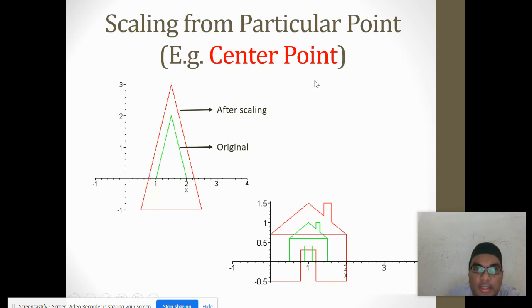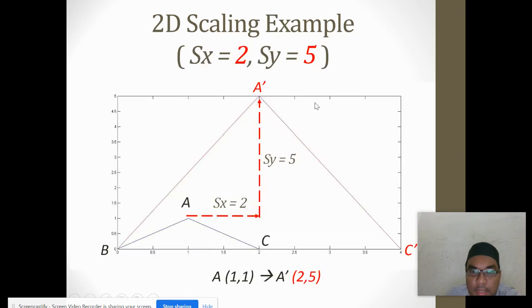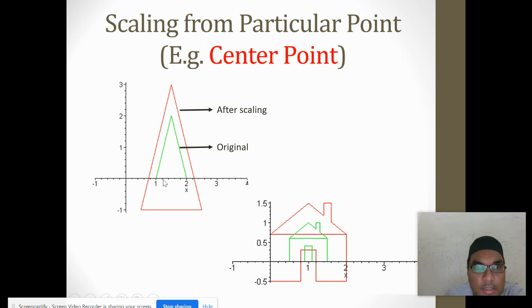The previous one was scaling based on the origin point, with A, B and C. There is also scaling based on the center point, which gives a result like this. The original triangle is in green. When it is scaled from the center point, the scaled shape also has the same center point, because it is scaled from the center point.